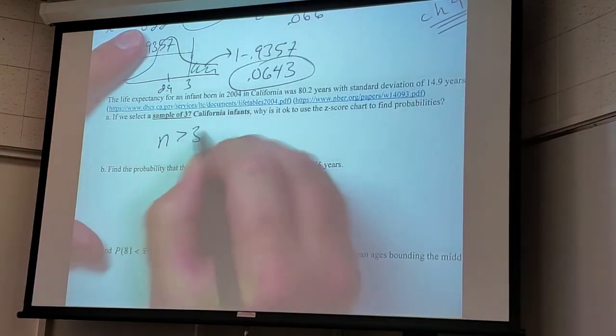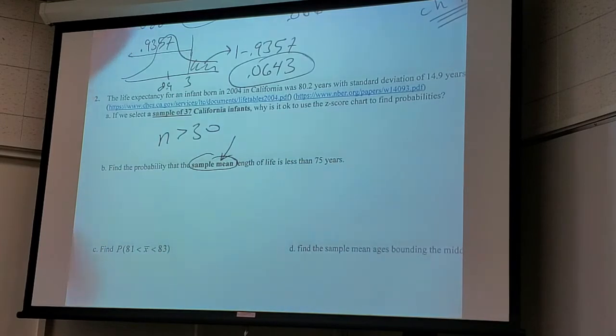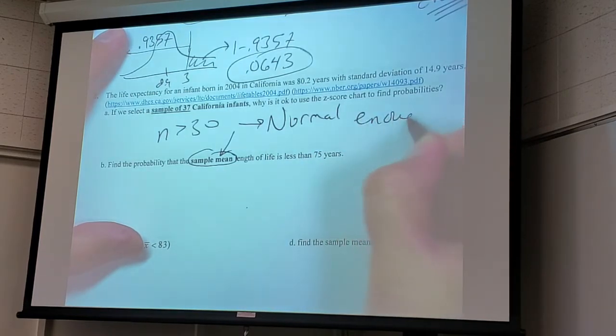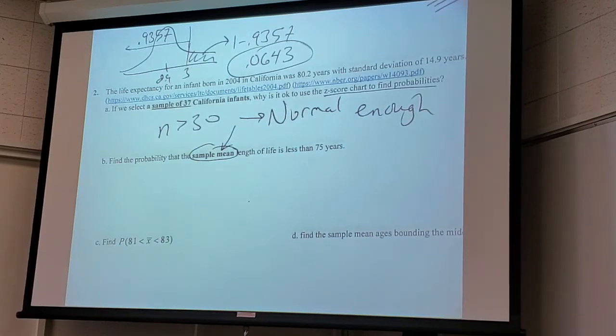Yeah, n is greater than 30, and there's another thing too. You have to kind of look ahead for this. But the fact that we're asking about the sample mean. So we took a sample that's bigger than 30, and we're asking about the sample mean. Therefore, we know it's normal enough. So therefore, we can use the z-score chart for probabilities about sample means. Since I took samples of size 37, all samples of size 37 will become normal enough. So my sample I pick is going to live on that picture.